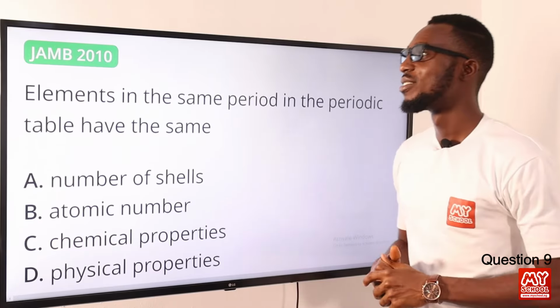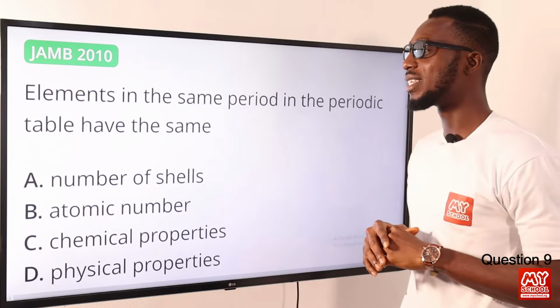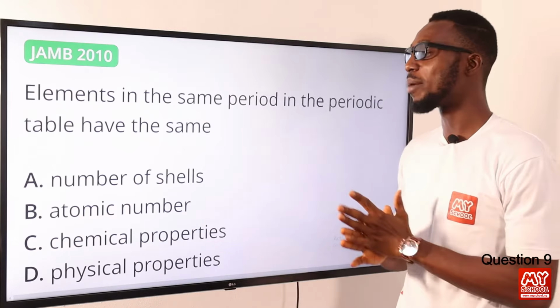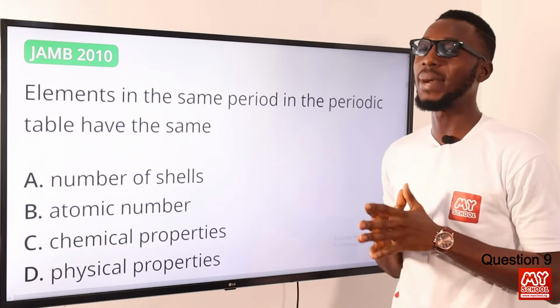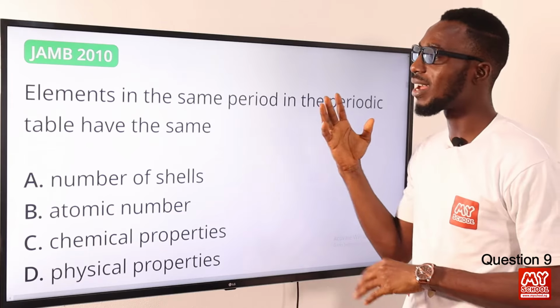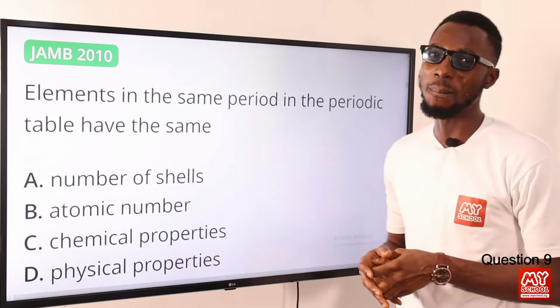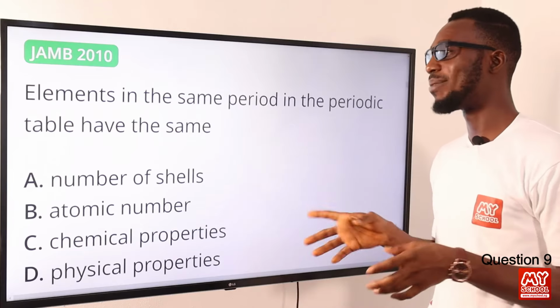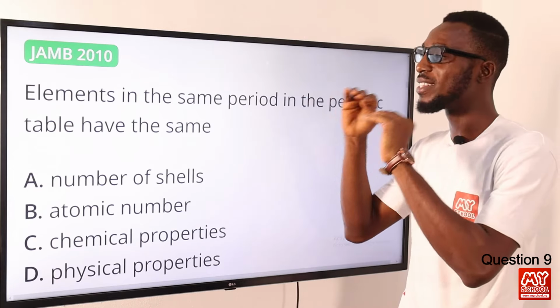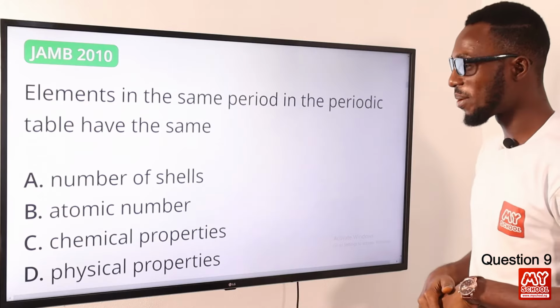Number 9. Elements in the same period in the periodic table have the same what? Okay, when you talk about a period, you're talking about the same number of shells. So that is the correct option. If you look at atomic number, how do elements in the same period have the same atomic number? We're talking about a different concept, a different phenomenon entirely for the same atomic number.